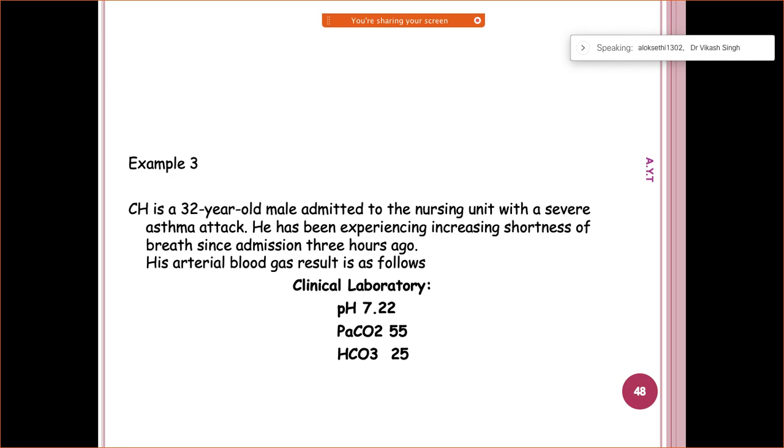Vikas Singh, please mute your microphone. Who is it? Please mute your microphone. Don't disturb others during the lecture.